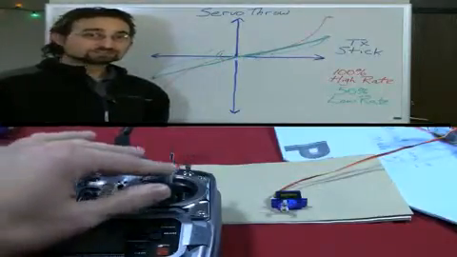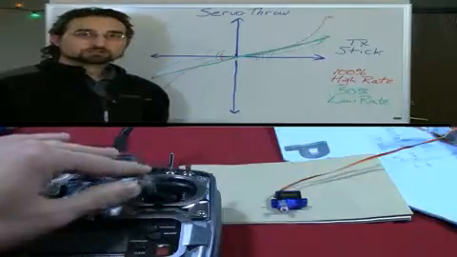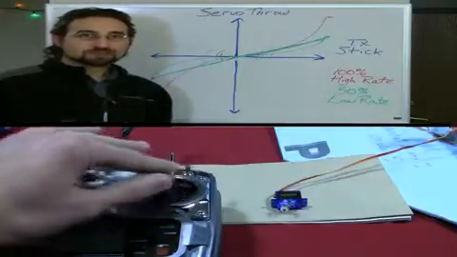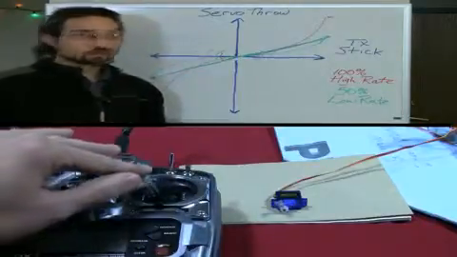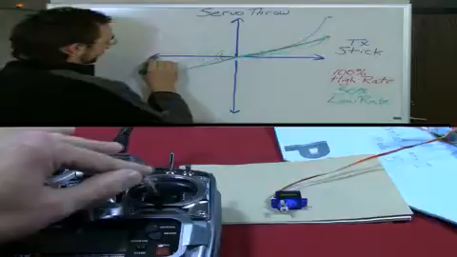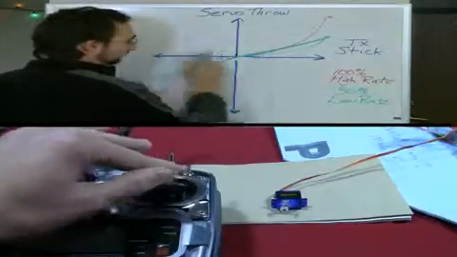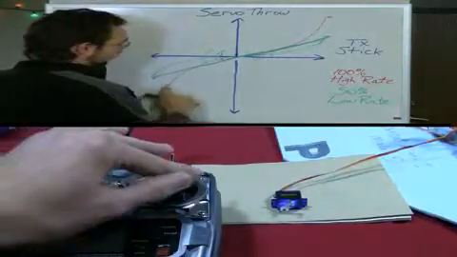We'll say that the low rate is still 100% servo throw, but we'll have exponential on it, where with the high rate, it was 100% servo throw without exponential. So now exponential's turned on. Now I'm moving that stick, my transmitter stick, left and right, and now I'm actually following more of a curve.